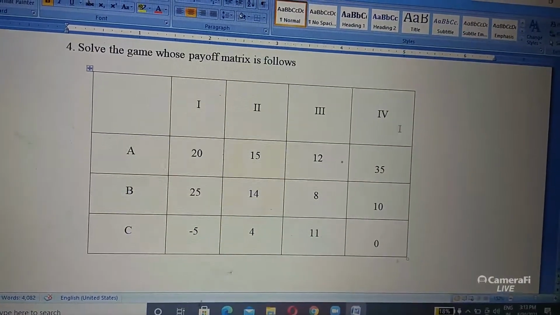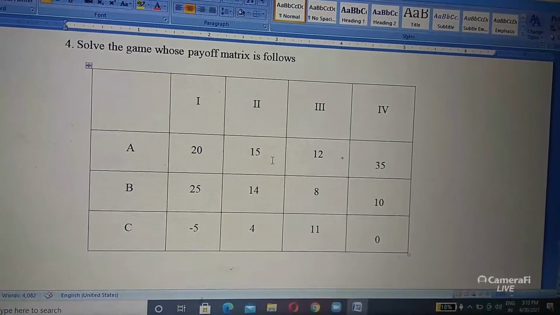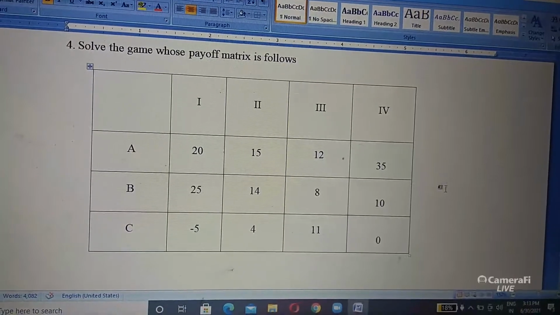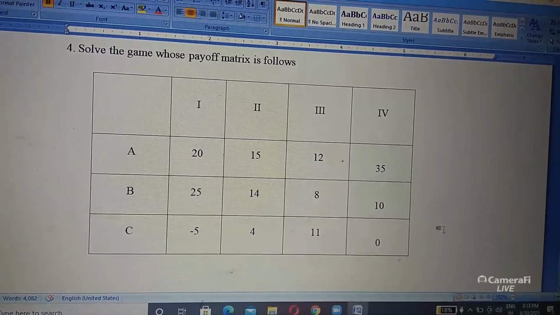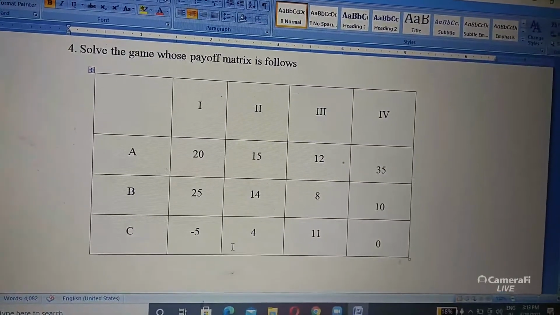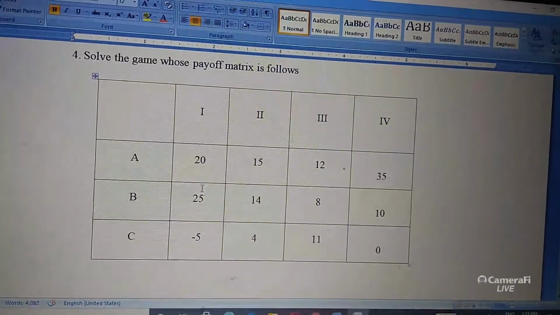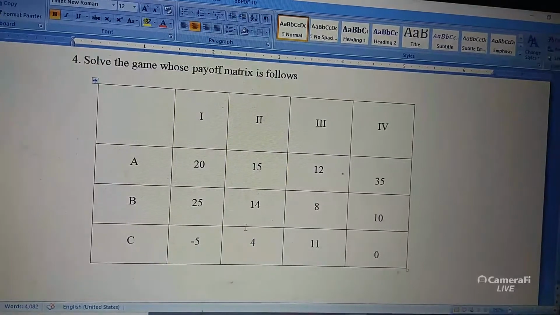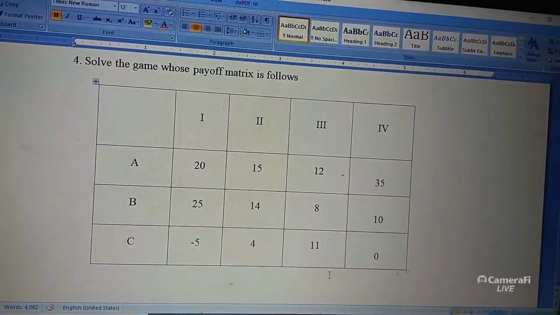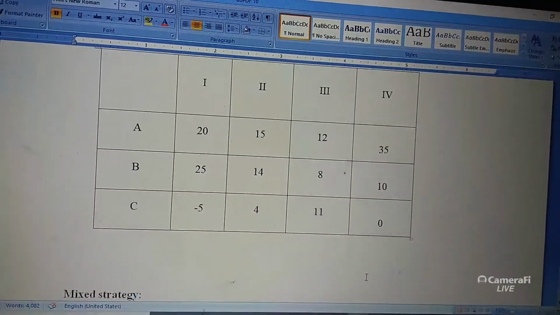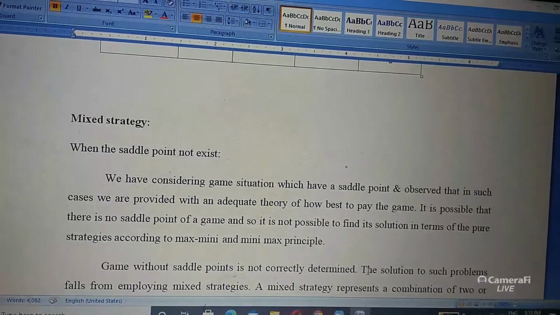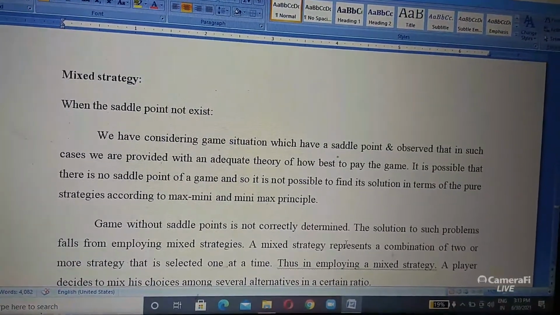Okay, here minimax and maximin, which is the minimum here? 12 is the minimum, and here 8 is the minimum, and 0 is the minimum. Okay, minus 5 is the minimum here. Then the maximum values, okay, 25, 14, and 12, and here 35. Okay, in this way we have to do, and this is a mixed strategy.